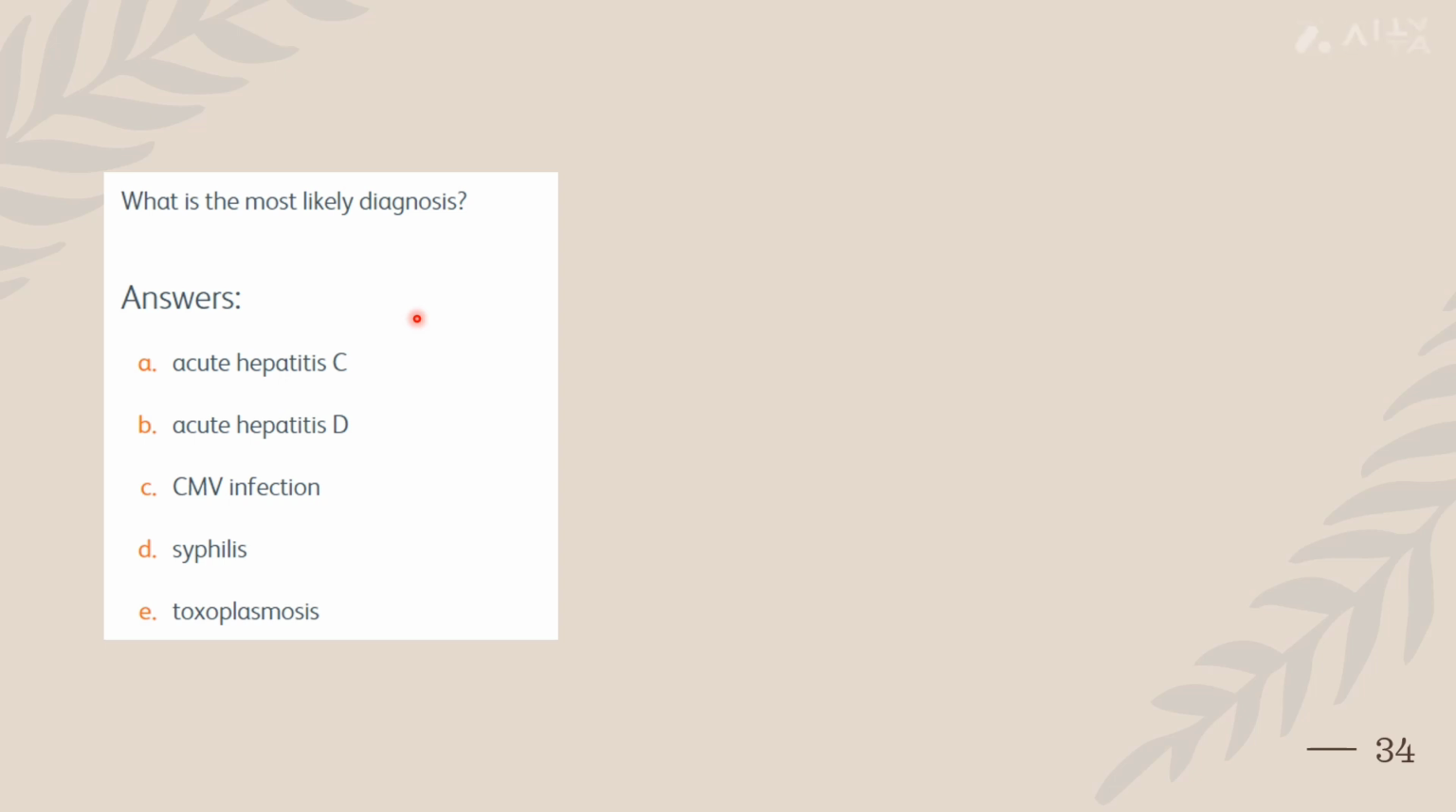hepatitis. So here, among the options, it can be acute hepatitis C. Acute hepatitis D can only occur as a superinfection along with hepatitis B. It cannot affect alone. CMV infection, no, not likely, especially because the CD4 count is not that low. Syphilis, no. Toxoplasmosis, no. It is acute hepatitis C.